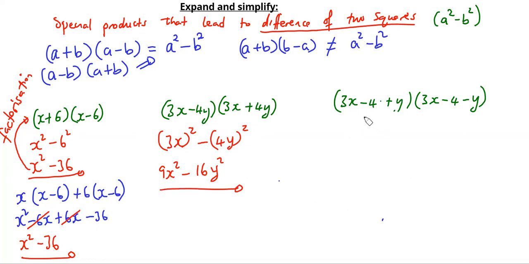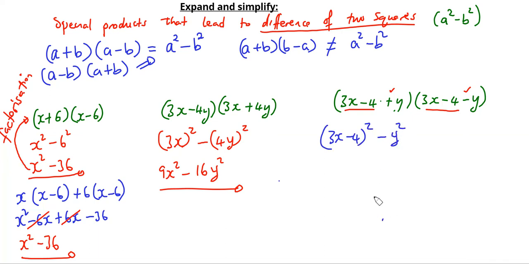Now, let's look at this one here. What do we see in this case here? This is the same term. This is the same term. And what is happening here? We are adding, and here we are subtracting. So now when you're taking this one, you're taking 3x minus 4 as it is. So it's going to be 3x minus 4. We square that, minus y squared.